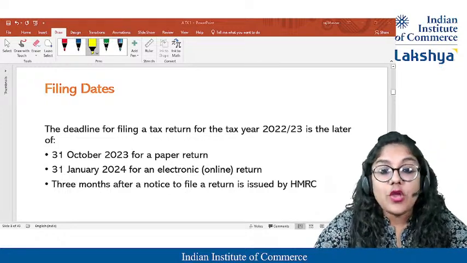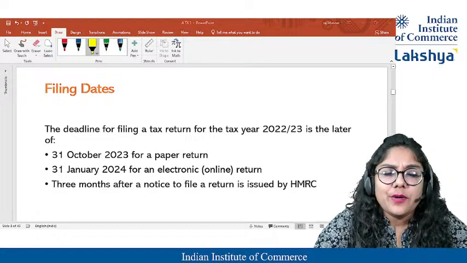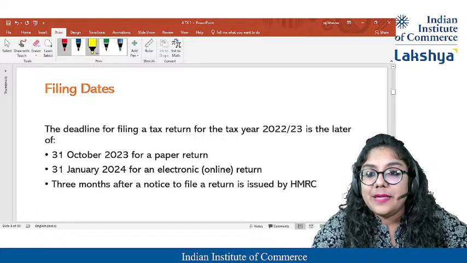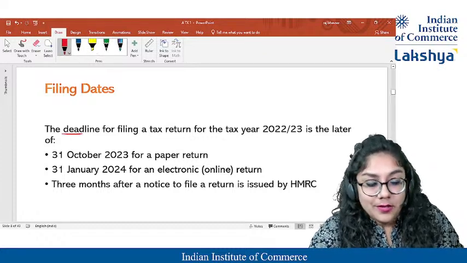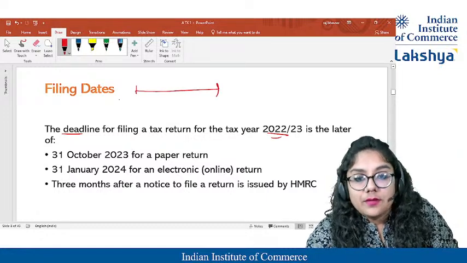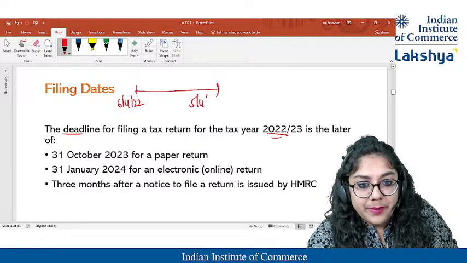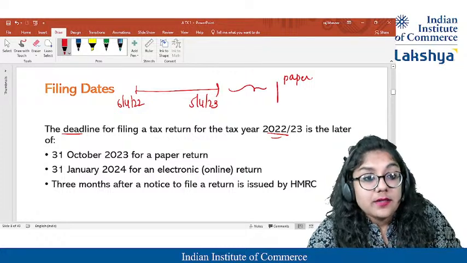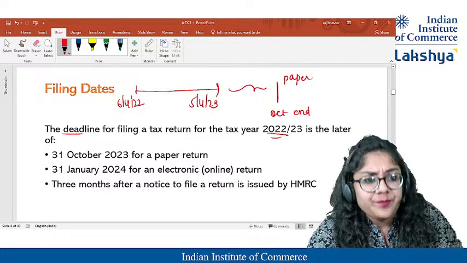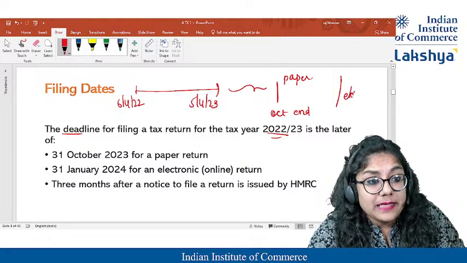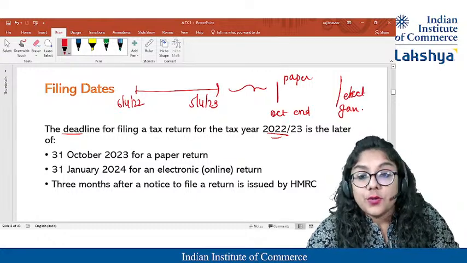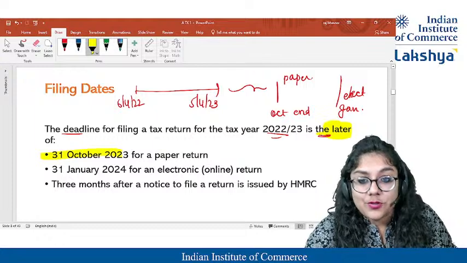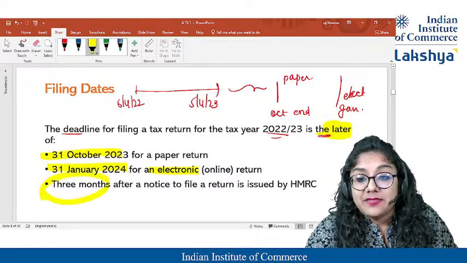Normally you have to file your returns within a good amount of time. The maximum they can give you is 31st January. For the tax year 6th April 22 till 5th April 23, you have to file your paper return within 6 months, so by the end of October. But if it is filed electronically, you get until the end of January. So whichever is later: if it's paper, 31st October; if electronically, 31st January; and 3 months from the date of notice.